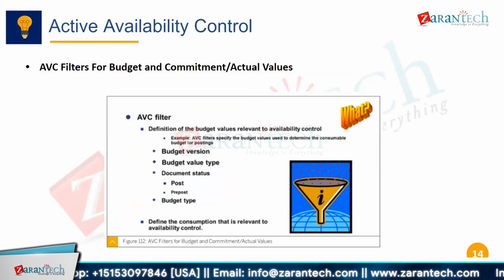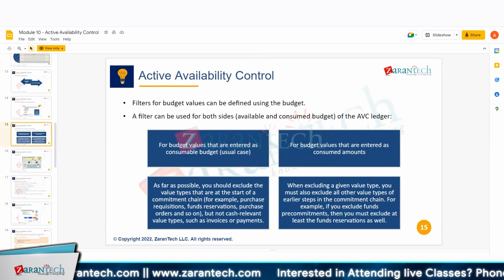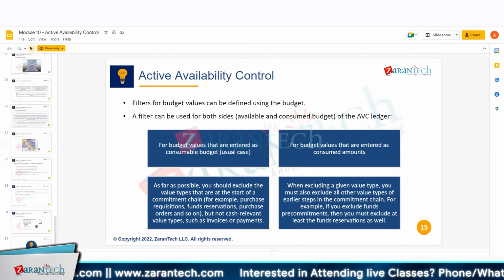AVC filters specify the budget values used to determine the consumable budget for posting. And what are these, like budget version, value types, document status, budget type, and define the consumption that is relevant to availability control. We'll cover the tolerance thing also. I'll cover it in the next session.